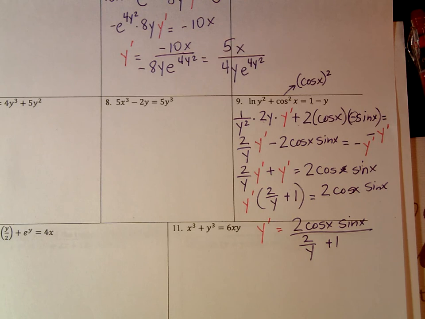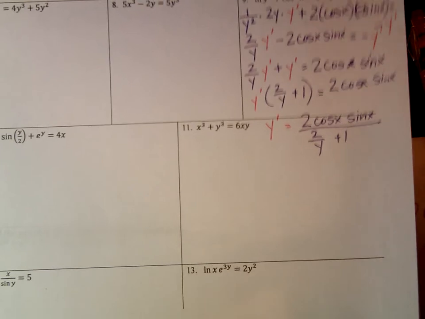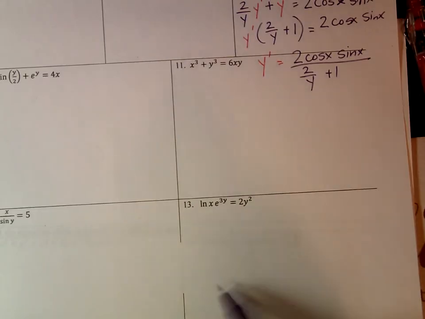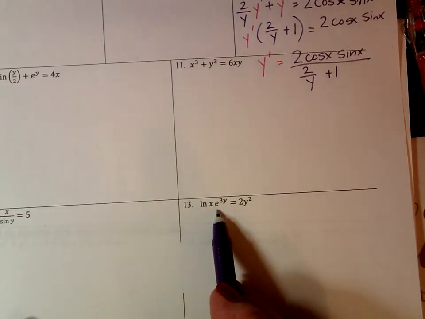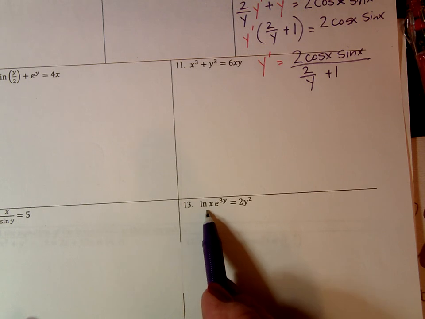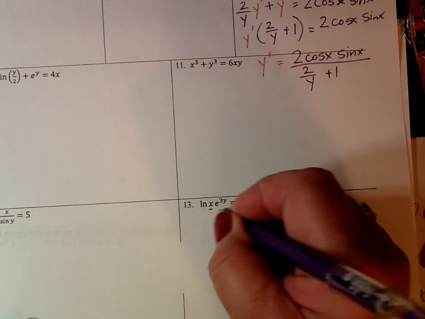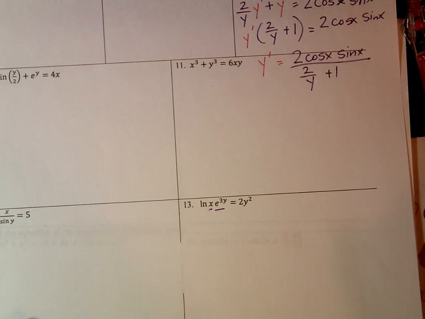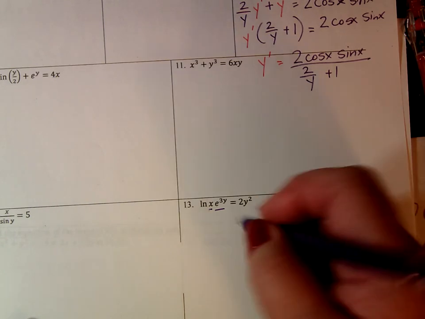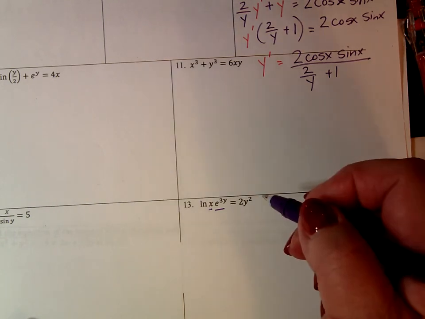We're going to do 13. 13 is next. A couple more to go. 13 is interesting because 13 ends up being a product rule. And it ends up being a product rule because if you look at this guy, you have an x and you have an e to the 3y. So you've got to product rule that with an x and an e to the 3y. There's two pieces, which makes this a little bit more challenging. All right, so let's go at it.